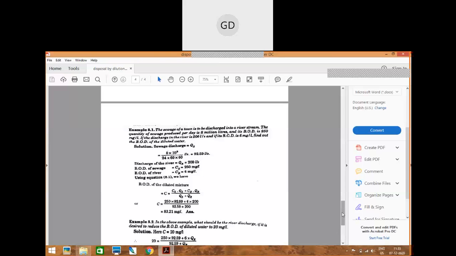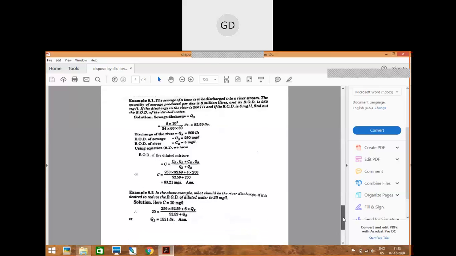So you use the equation. The BOD of the diluted mixture you can find by using the equation C is equal to CSQS plus CRQR divided by QS plus QR. Now everything is given. CS is 250. QS is 92.59. CR is 6. QR is 200. So every value is given. You just need to find out the BOD of the diluted mixture. Now you can find it out easily.